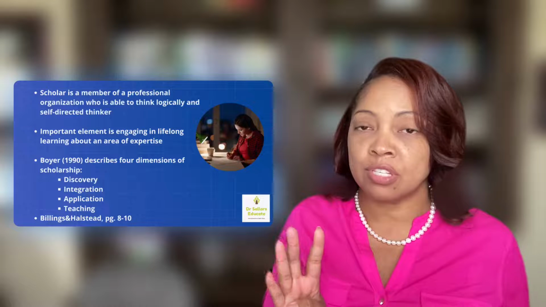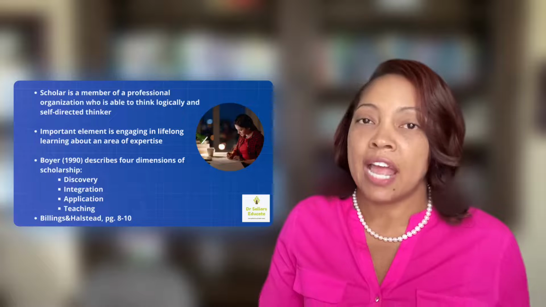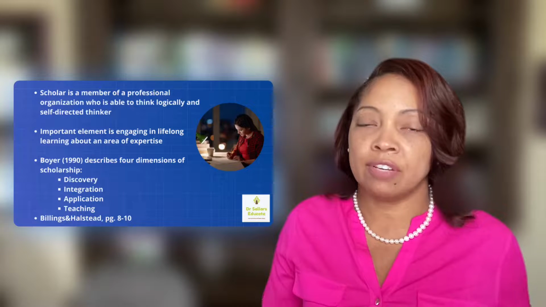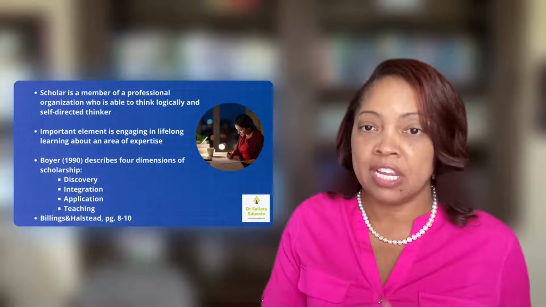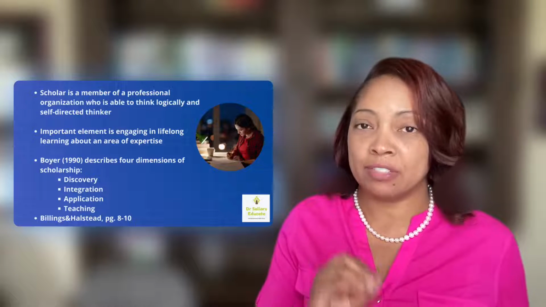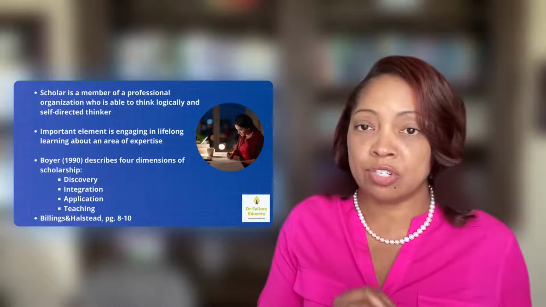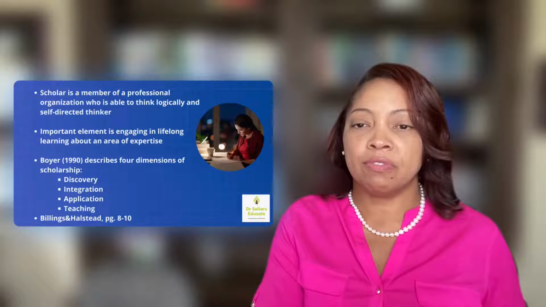There are 4 dimensions of Boyer Scholarship Model. They include discovery, integration, application, and teaching. You want to be clear, if you're on the journey for C and E, what the differences are. Number 1 is the definition. And number 2, you want to think about specific examples related to each of these dimensions of scholarship. Okay, so that's what you want to think about as you're moving forward on your journey.